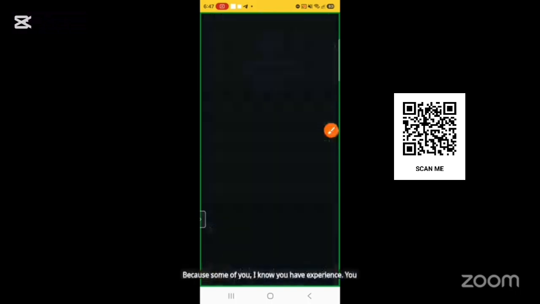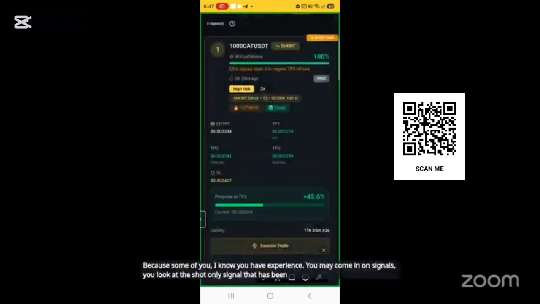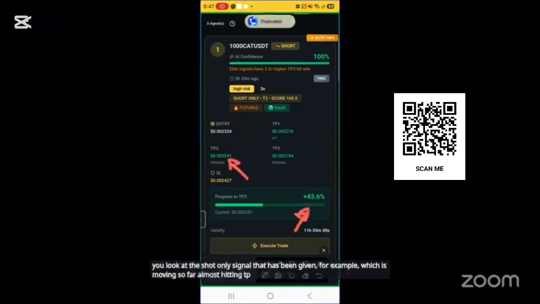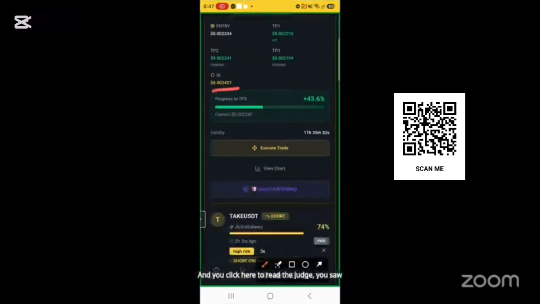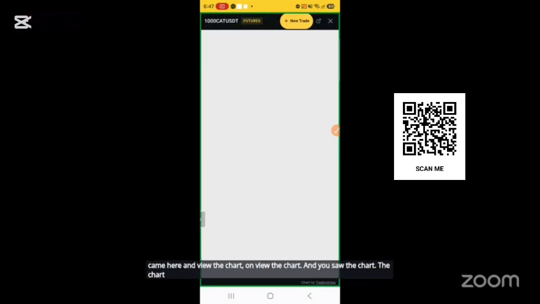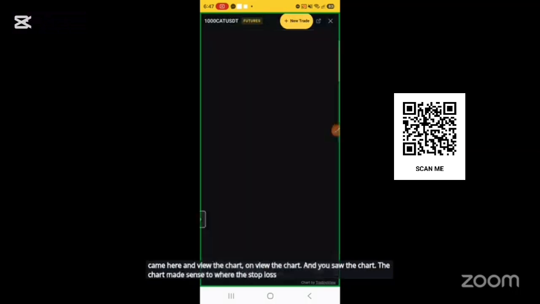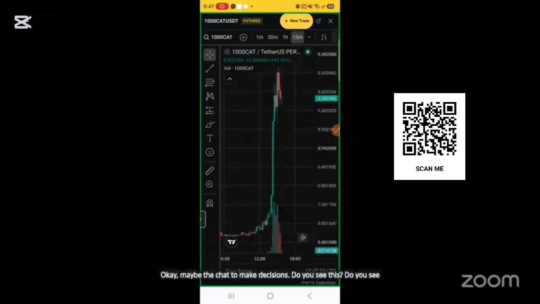Because some of you, I know you have experience. You may come here on signals. You look at the short only signal that has been given. For example, this one which is moving so far, almost hitting TP2. Maybe you saw it before. And you clicked here to read the chart. You saw where the stop loss was. Then you came here on view the chart, and you saw the chart. The chart made sense to where the stop loss was. Do you see that now? Now this is a perfect play.